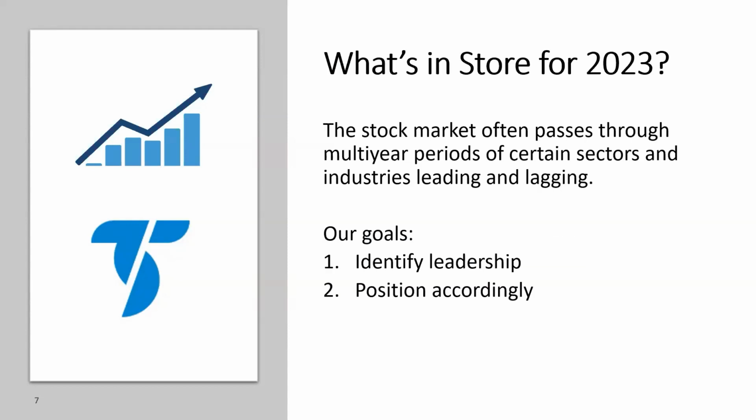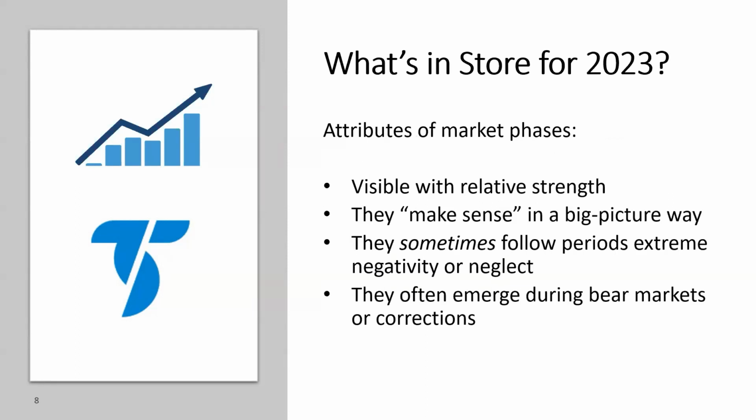All right, now going on to slide 7. So what's in store for 2023? My approach for this is to basically notice that the market passes through multi-year periods, like phases or epochs, when certain sectors and industries tend to lead or tend to lag. What we want to do here is identify those trends with the leadership, and then find ways to position accordingly. That is the goal of what we're looking to do. So I call these things market phases, and they are times when certain areas do better than others.